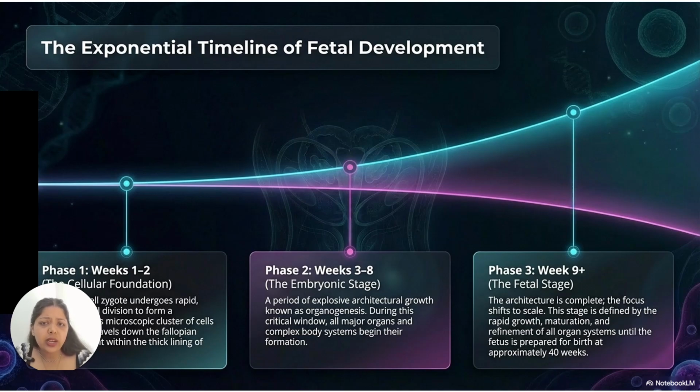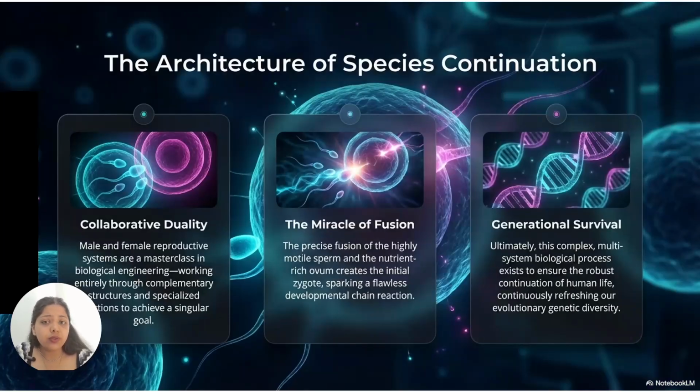Now, for the very last part, in conclusion, reproduction ensures the continuation of human life and the survival of our species. The male and female reproductive systems work together in a coordinated way to produce gametes, allow fertilization, and support the development of new life. Through genetic inheritance and biological processes, each generation passes its traits to the next. This amazing biological system highlights how complex and magnificent human life truly is.